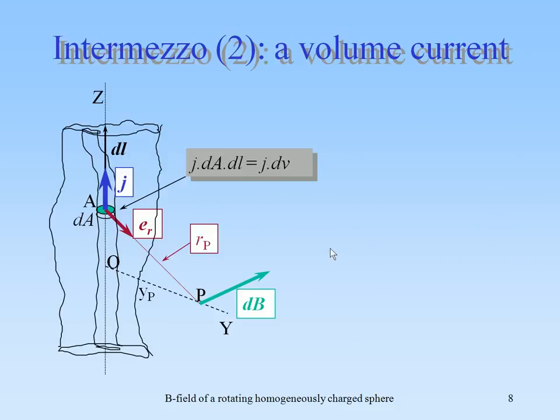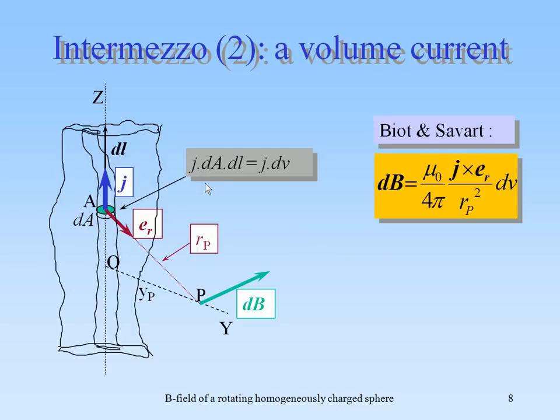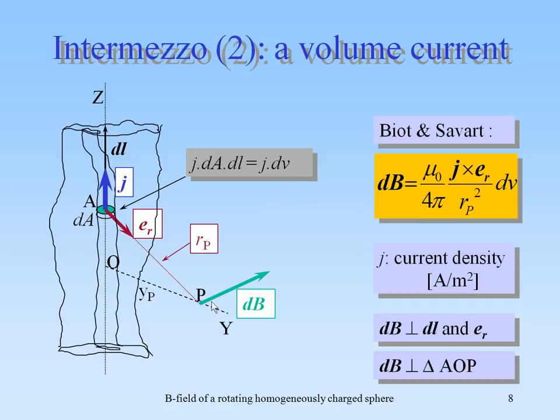Let's have a volume current here. The current density is in amperes per square meter inside the volume, and this is dA and this is dl. This is the element dl and this is dA. And dA times dl is dV, the volume element. Again, dB is perpendicular to dl and ER, and thus dB is perpendicular to the triangle AOP.